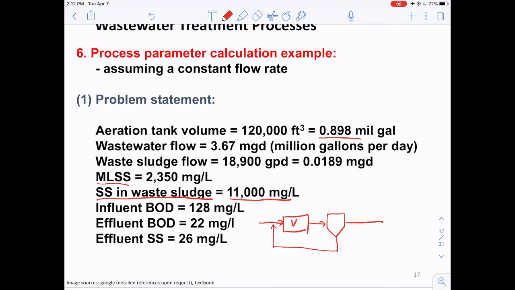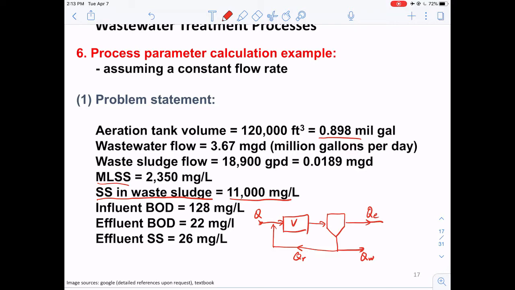Okay? So what this already tells us is that we know the aeration tank volume, and also we know the wastewater flow here. The waste sludge flow is basically the flow here, right? A fraction of the sludge is wasted. So here is the Q effluent, which is the majority of the flow. Then we also have a flow that's returning back into the aeration tank, which is QR.